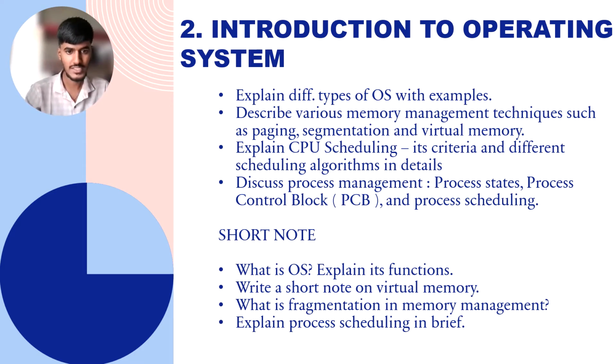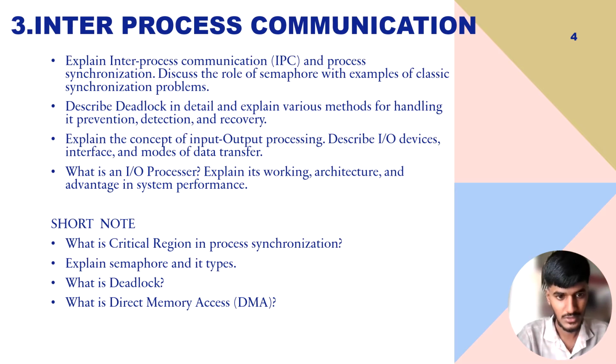Then we will see chapter number three. There are a total of eight important questions. Firstly, we will see four broad questions, and then we'll see the short notes. The first is explain inter process communication (IPC) and process synchronization. Discuss the role of semaphore with examples of classic synchronization problems. Then the second one is describe deadlock in detail and explain various methods for handling it: prevention, detection, and recovery.